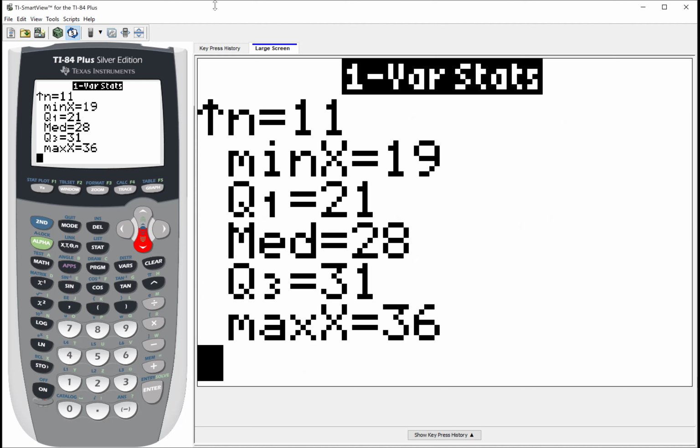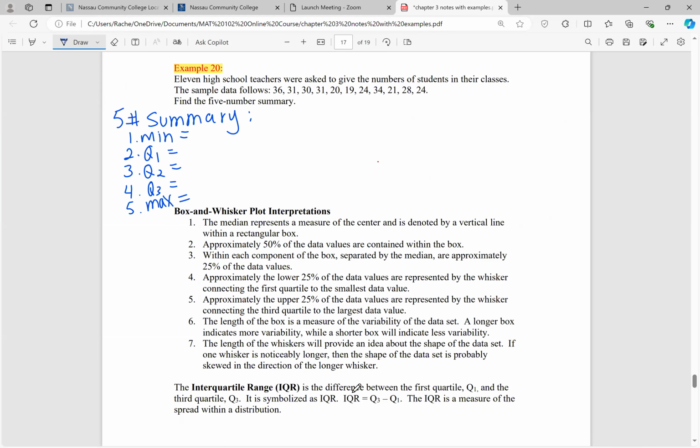And now I'll write that down on the worksheet. So the minimum data value in the set is 19. Q1 was 21 students. Q2 or the median was 28 students. Q3 was 31 students. And then the maximum amount of students in a class was 36. So that would be the 5-number summary for this particular data set.